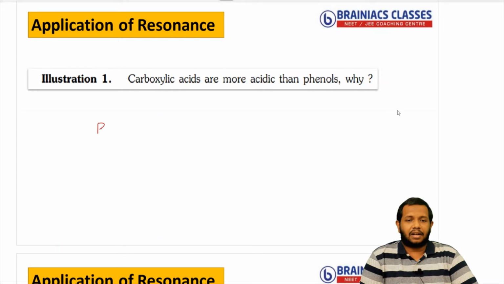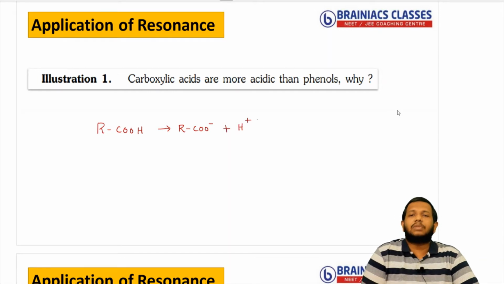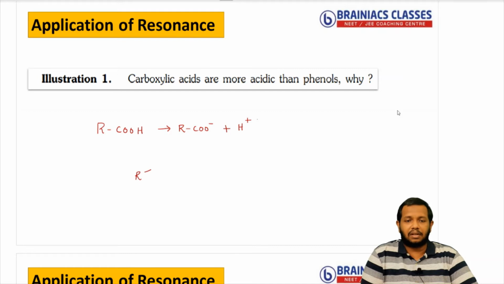So you can see here I am writing a carboxylic acid like RCOOH. After donating the H plus, this will become RCOO minus and H plus. Now, if you look into the RCOO minus structure, you have carbon with a double bond to O and you have O minus. I know that there is a negative charge, single bond, double bond. So what is the rule? There is conjugation. That means this negative charge will move towards the pi bond. That is the rule.